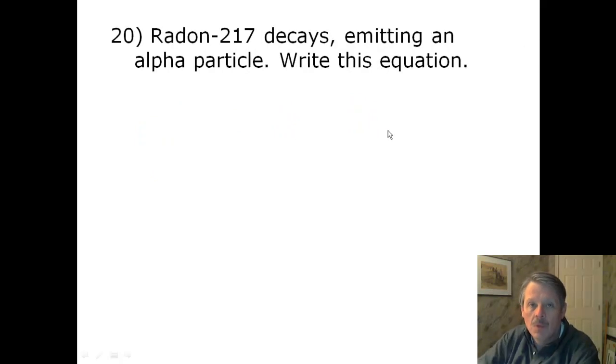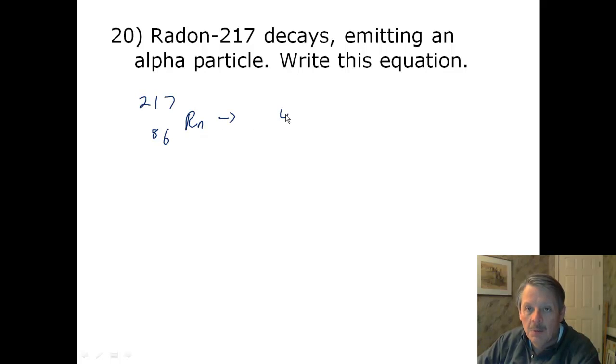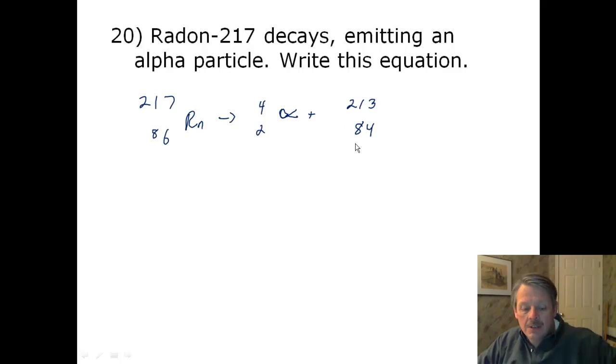Okay, a couple more. Radon 217. Radon is number 86, that's Rn, and it decays emitting an alpha particle. Probably one of the worst alphas I've drawn today. All right, so what's left? I have to have 213, because 213 plus 4 makes 217. And the bottom has to be 84, because that plus 2 makes 86. Number 84 is polonium, or PO.